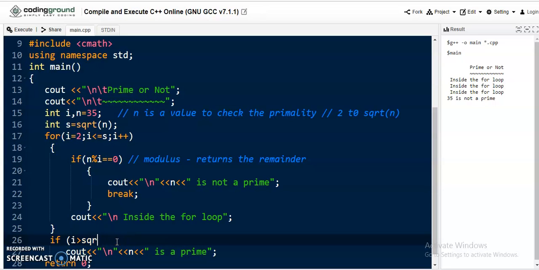Here also we can use the s value. So let's execute. This also helps to save a small amount of time. We get the same output, but it should be executed in somewhat less time. It takes only less time.